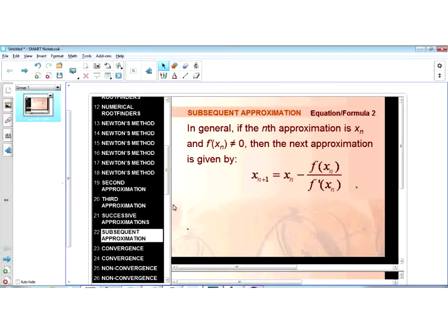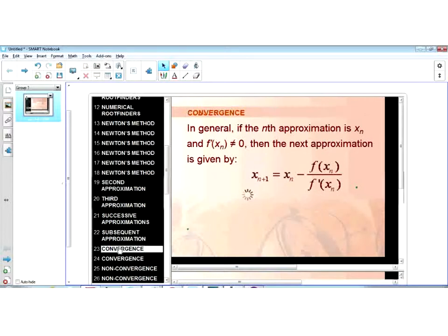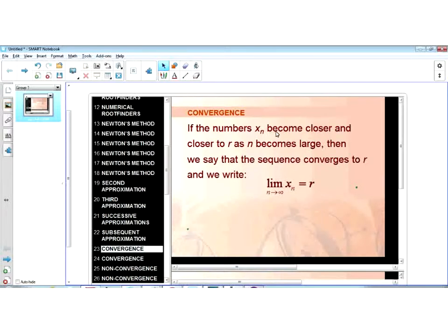And so where do you terminate the process? How far do you go to get to r? If the numbers x sub n become closer and closer to r as n becomes large, then the sequence converges to r, and we write the limit as n approaches infinity of x sub n is equal to r.